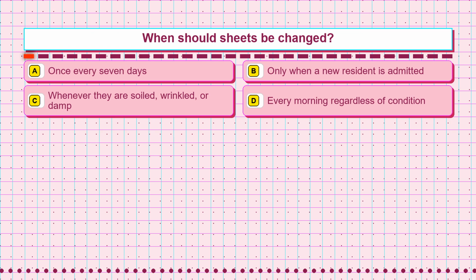Question 88. When should sheets be changed? Option A. Once every 7 days. Option B. Only when a new resident is admitted. Option C. Whenever they are soiled, wrinkled, or damp. Option D. Every morning regardless of condition.